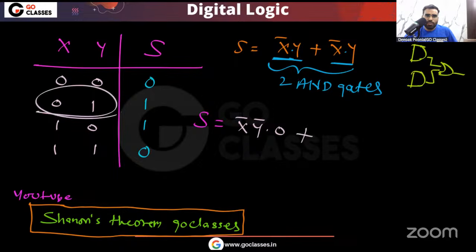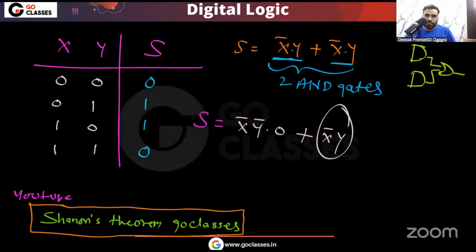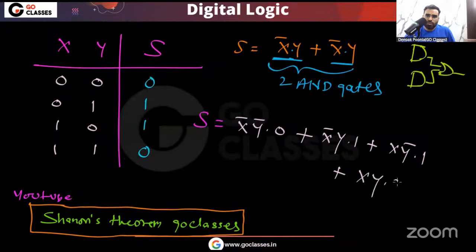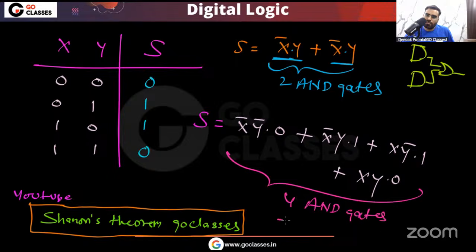Okay, next, what is the min term for the next input combination? That is x bar y. For this min term, the output is 1, plus x y bar. For this min term, the output is 1, plus, what is the min term here? X y. For this min term, the output is 0. Okay, so now can you notice what we got? We got four AND gates. Did you understand?